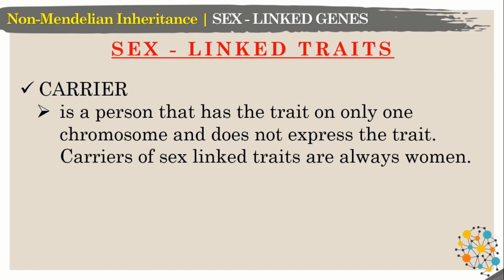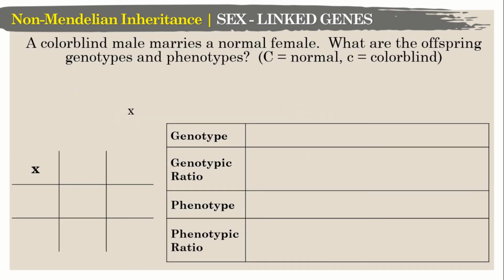Pag sinabi natin carrier, normal yung trait na nasa iyo. Pero, once na magkaroon ka ng anak, okay, yung trait na ipinasa sa'yo ng magulang mo, pwedeng mapunta yun sa anak mo. Kaya nga minsan sasabihin mo, hindi naman ako, normal naman ako, bakit sa kanya lumabas yun? Kasi carrier ka or carrier si nanay. Okay. So, for example, a colorblind male marries a normal female. Okay. What are the offspring genotypes and the phenotypes?